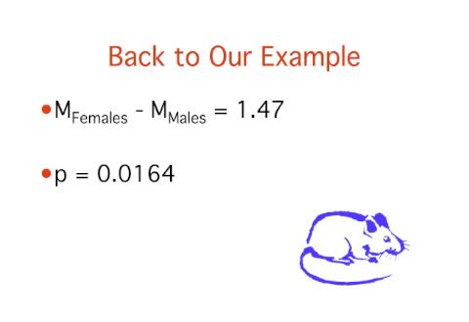So back to our example. Remember that the difference between the mean score for the males and the mean score for the females was 1.47. Since the two-tailed p-value is very low, we reject the null hypothesis that there is no difference between males and females and conclude that the mean for females is higher than the mean for males.